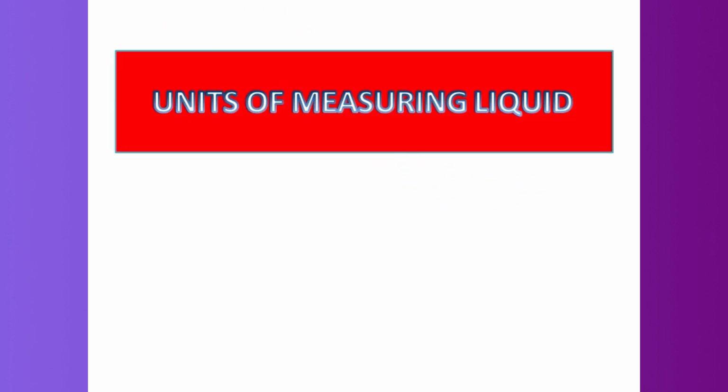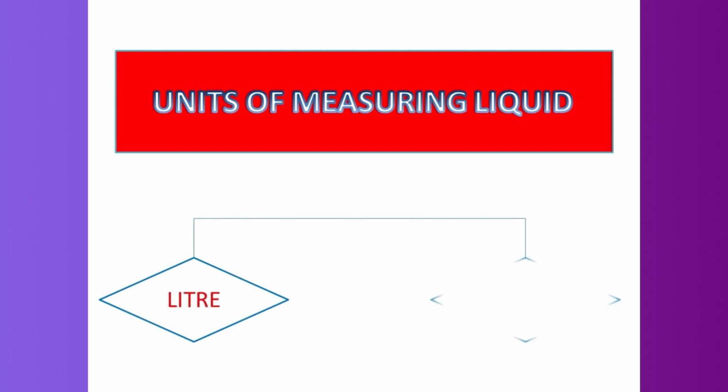Now, next we have units of measuring liquid. We measure liquid in two units. One is the liter and the second one is milliliter. When we want to measure liquids in larger quantity, we use the unit liters, and when we have to measure the liquid in smaller quantity, we use the unit milliliter.